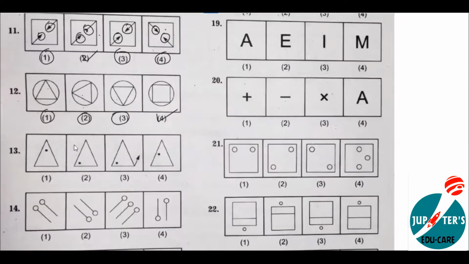Next, question number 13. It is very easy, students. See, in option 3, we have one extra arrow here. But in case of option 2, we don't have any arrow in these three options. So we can say easily that 3 is our answer. Next, coming to question number 14.